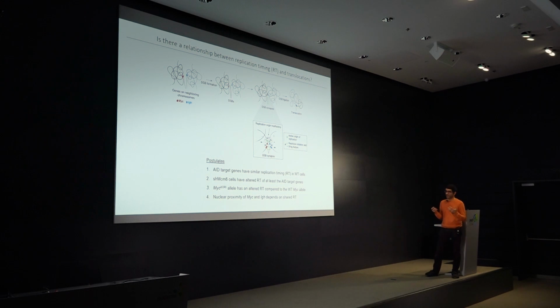This hypothesis would give you certain postulates. So firstly, it would mean that the AID target genes should have similar replication timing in a wild-type cell. Then the MCM depleted cell should have altered the replication timing, at least of the AID target genes. The MYC delta Ori allele, so the allele that lost the origin of replication, should also have an altered replication timing.